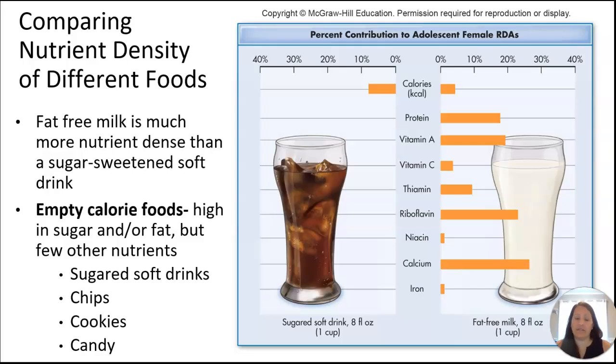Okay, what kinds of foods fall into this category? Sugared soft drinks, like the one shown here, chips, cookies, candy, fried foods, foods that, again, are not really providing any nutrition except for calories. Okay, so in general, empty calorie foods are not good choices.